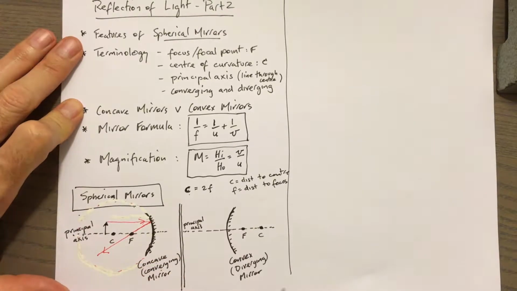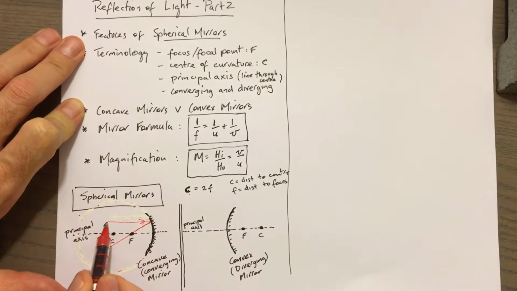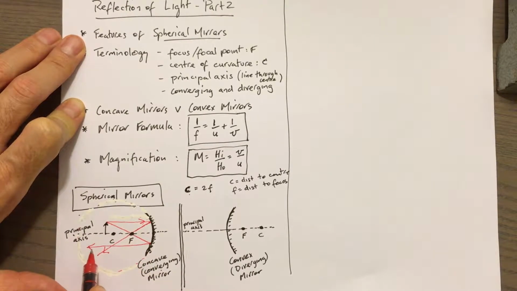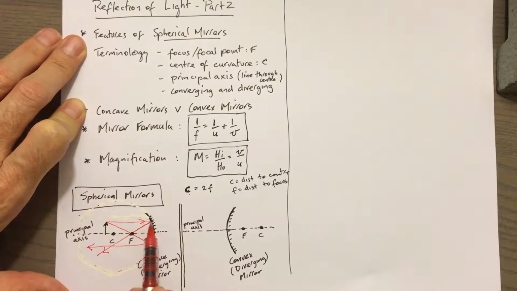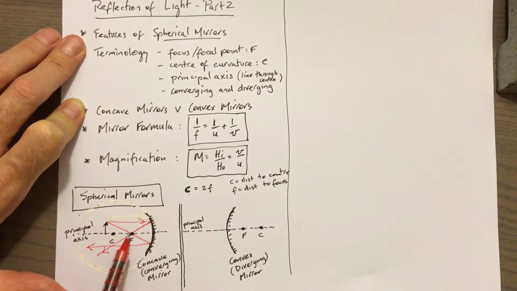Another ray we could put in there would be one that goes from the top of the object through the focal point, and then reflecting parallel. So that should be easy to remember. The parallel ray reflects through the focus, and the ray coming through the focus reflects parallel.